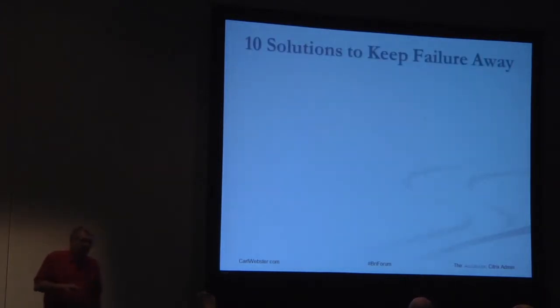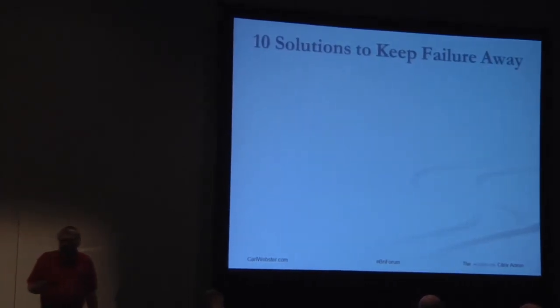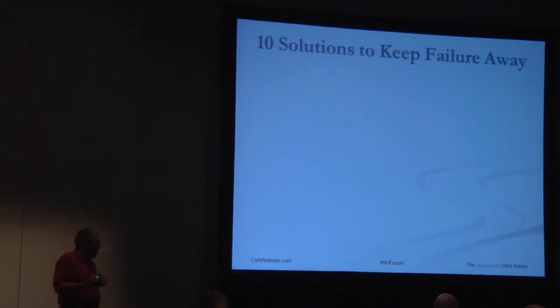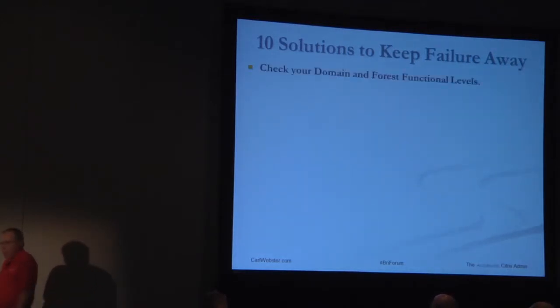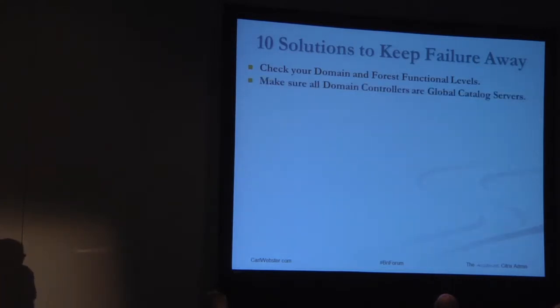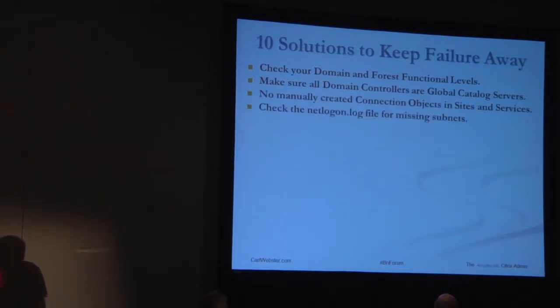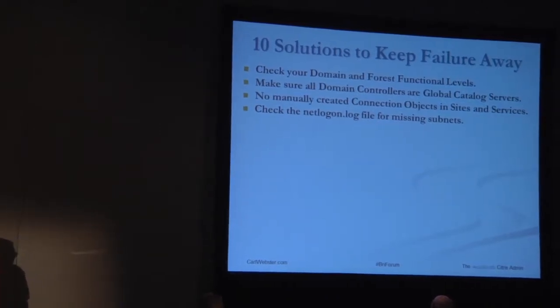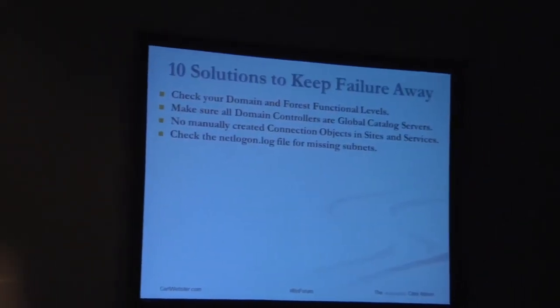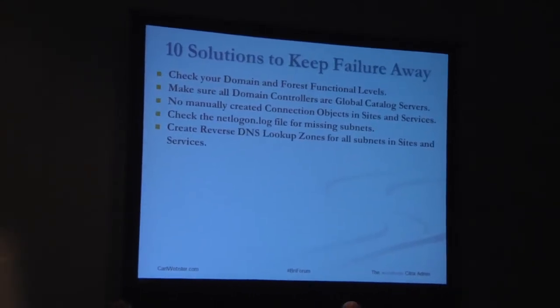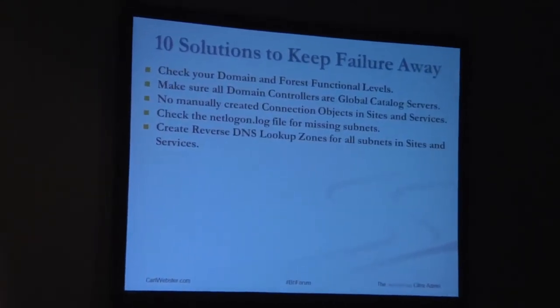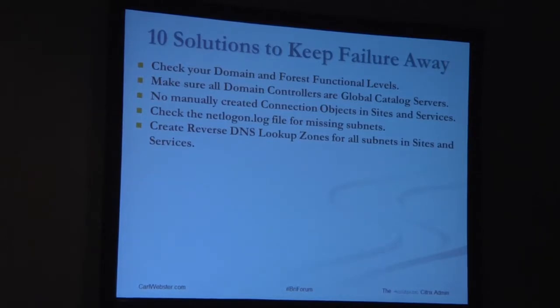So last year at BriForum, we covered 10 things in Active Directory that can screw up your desktop and application virtualization efforts and how to fix them. And those 10 things were to check your domain and forest functional levels, make sure all domain controllers are global catalog servers, no manually created connection objects in sites and services, check the netlogon.log file on every domain controller for missing subnets, and then create reverse DNS lookup zones for all those subnets created in sites and services.